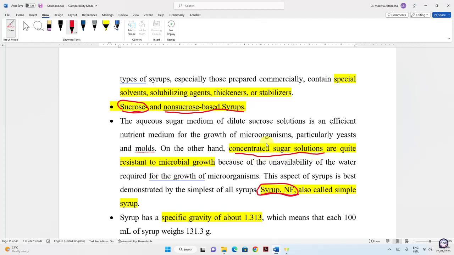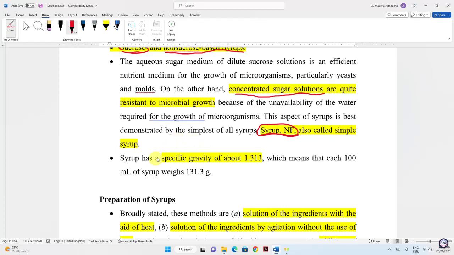طب, if the sugar concentration is high, this means it's a good medium for bacteria to grow. I will tell you no. The reason is, yes, bacteria likes sugar, but it wants water. And if there is little water, all the water is with the sugar, okay, surrounding the sugar molecule, and there is nothing available for the bacteria. Bacteria cannot grow because the water in the syrup is associated with sugar and it's not available for microorganism.